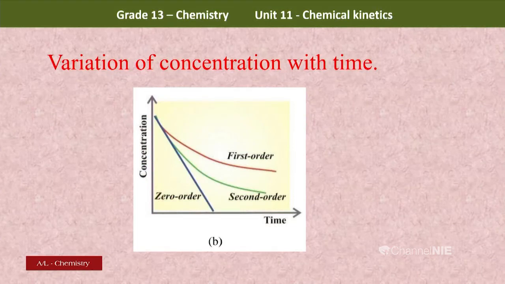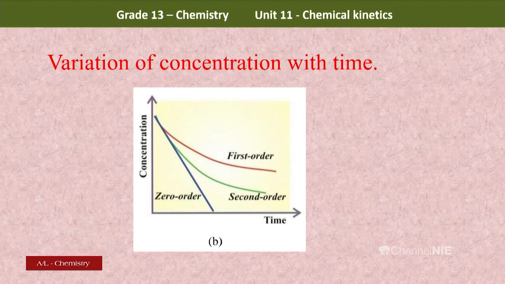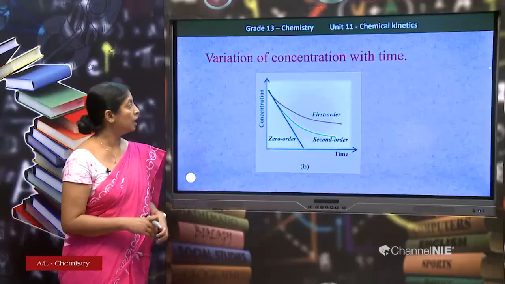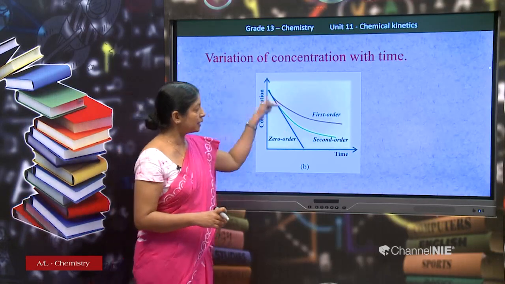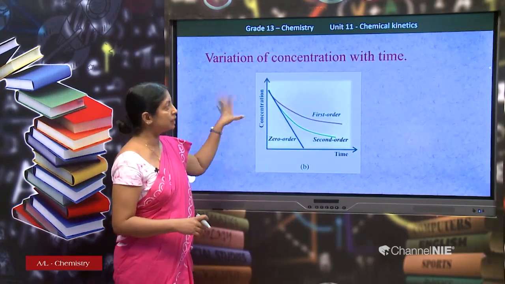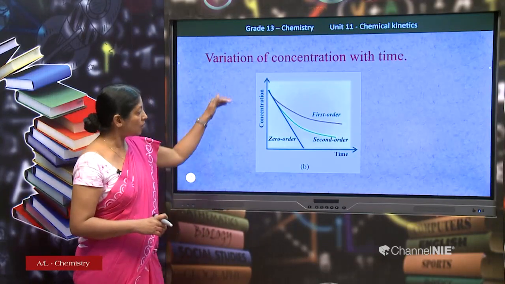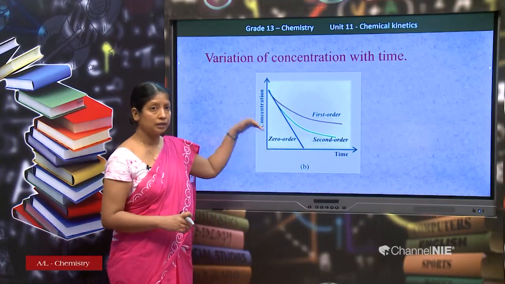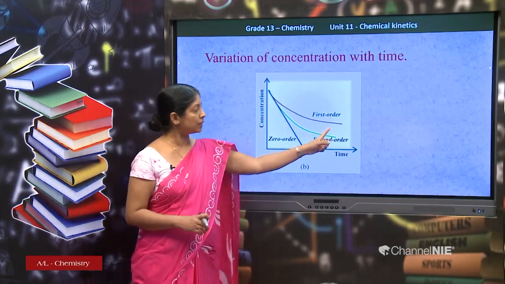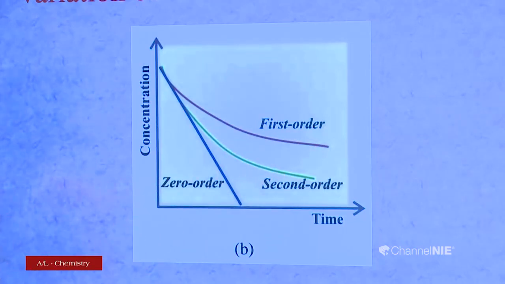Of course, to find out the reaction rate, you can consider the concentration of a reactant as well as the concentration of a product. But in this graph, as the concentration gets decreased with time, definitely this concentration means the concentration of reactant. For a zero order reaction, you get a straight line which has a negative slope, and for first order and second order reactions, the graph will be the same pattern. Even for the third order reaction, it's the same pattern.